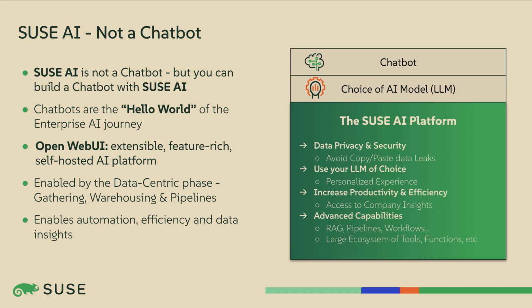Again, this is by gathering that data and doing data warehousing, creating pipelines as you start ingesting it, and finding your way to provide that data into OpenWebUI. So, of course, what does it do? It enables efficiency, automation, and data insights. But in reality, the first thing it gives us, just plain and simple, is to avoid the copy-paste, right? Copy-paste data leaks.